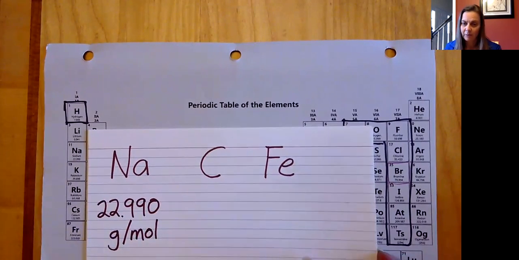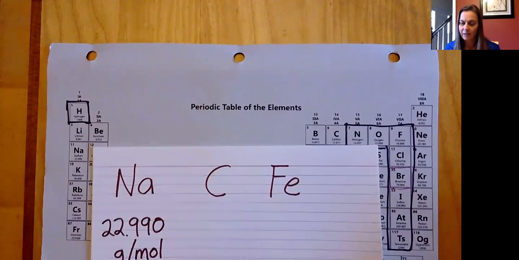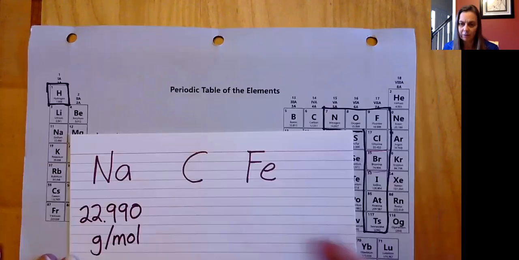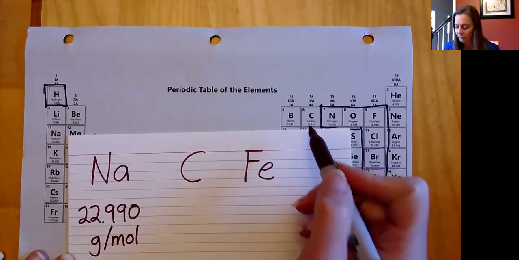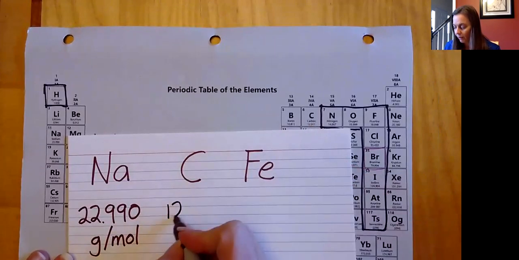So let's look at carbon. We're going to find carbon on the periodic table. Here's carbon right over here, and carbon has a mass of 12.011.